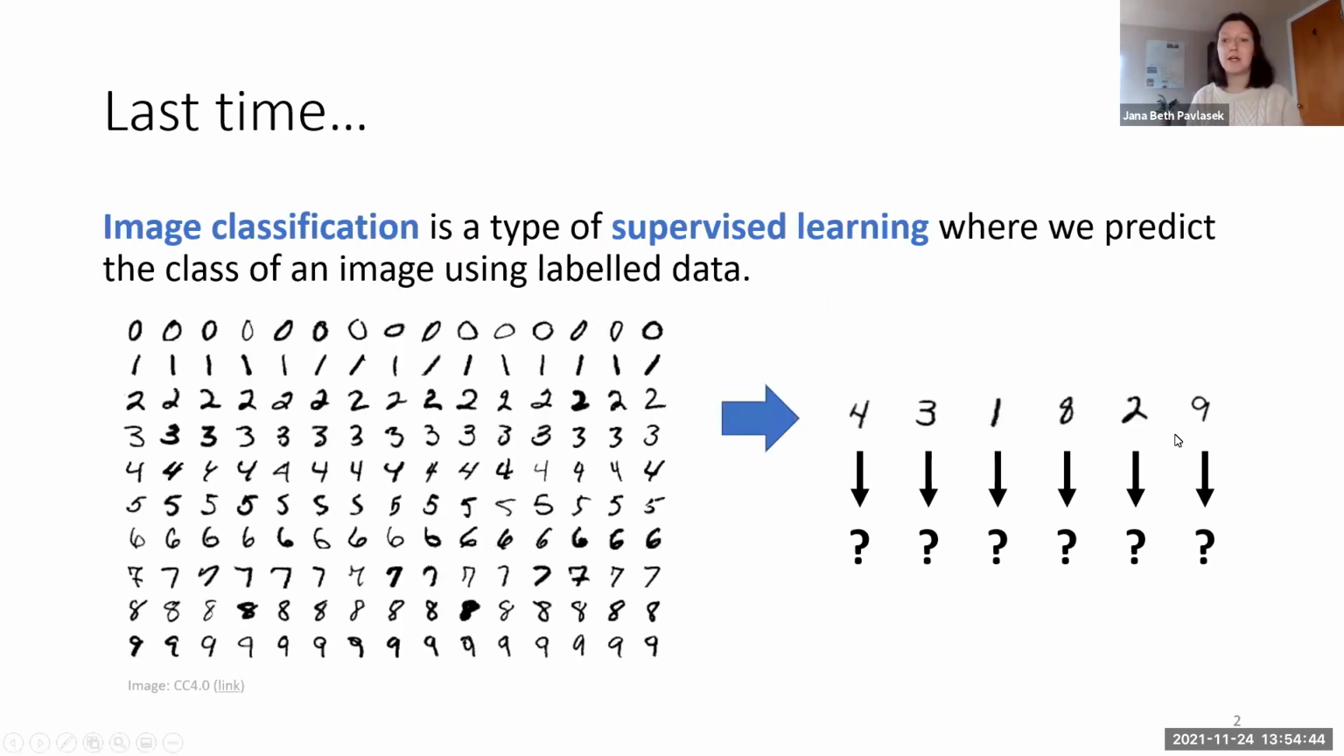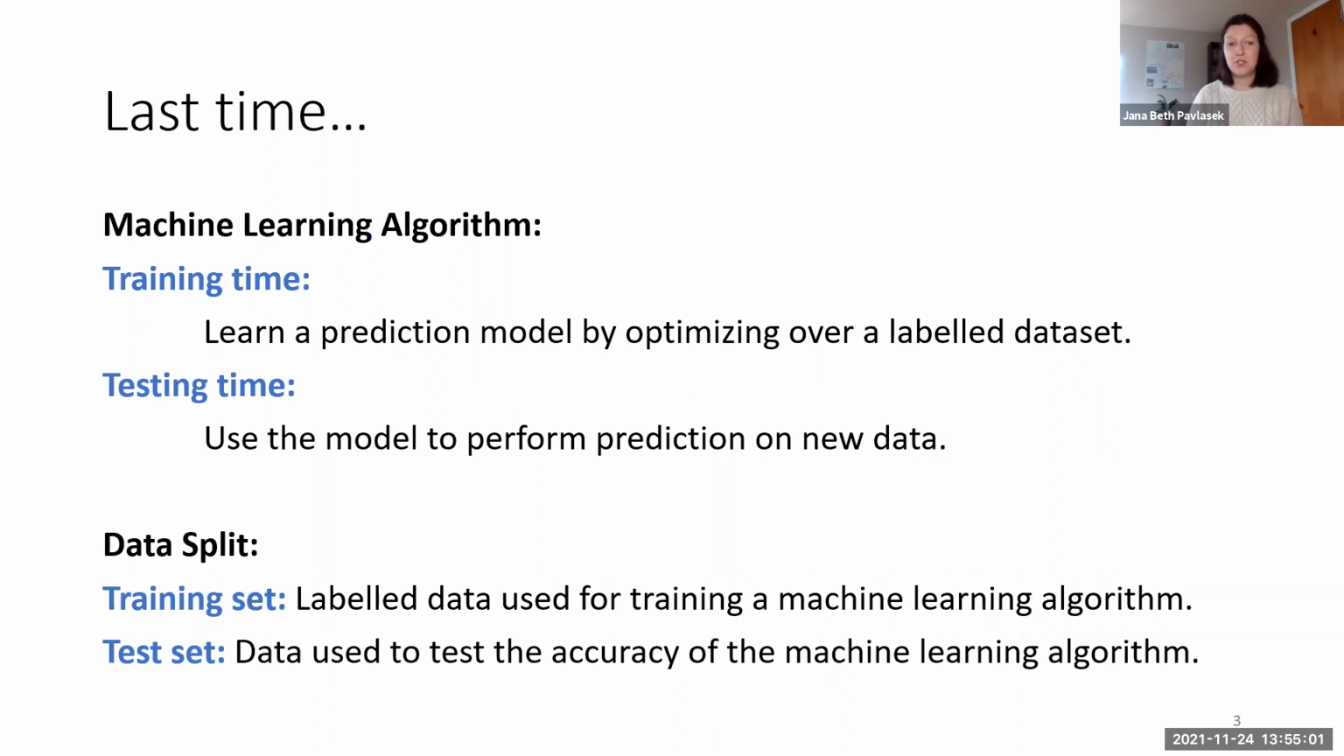So last time we talked about image classification, and how we could perform image classification using supervised learning, where we want to predict the class of some new image using a whole bunch of labeled images. Machine learning algorithms generally tend to have two steps. The first is the training step, where we learn a prediction model by optimizing over a bunch of labeled data. And then at test time, we use this model to predict the class of a new image.